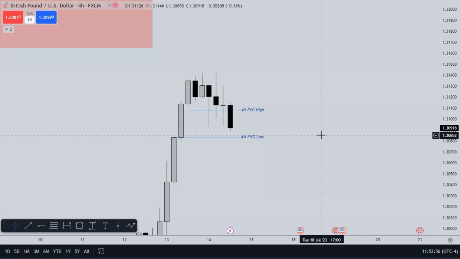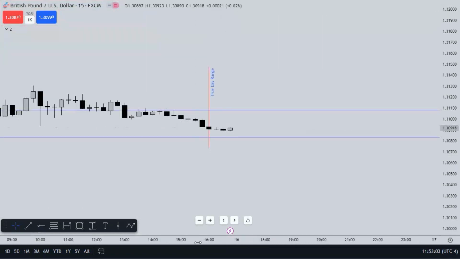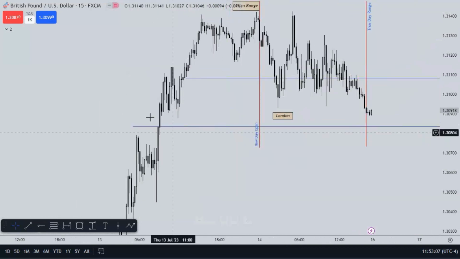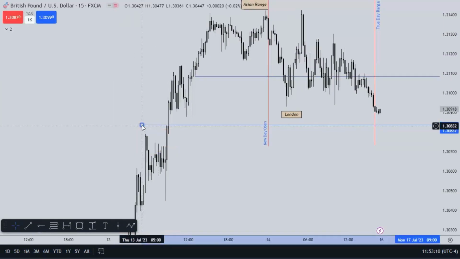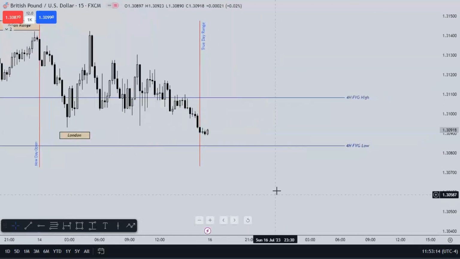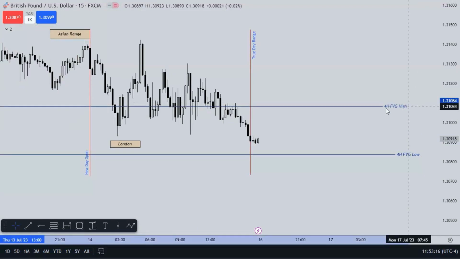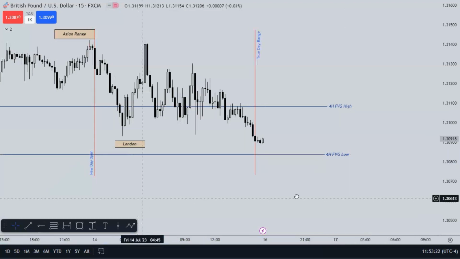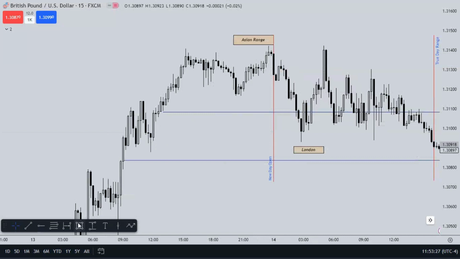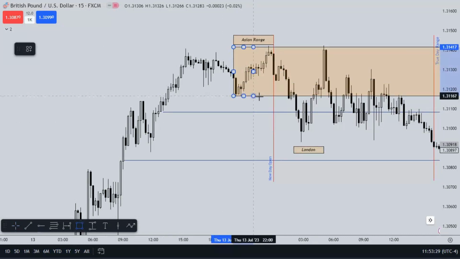So as soon as I had this 4 hour fair value gap marked out, getting down into the 15-minute time frame, this is pretty much how it looks. In other words, this is our 4 hour gap, and this is our 2-day range. This is where price opened. Right here we have our Asian range.